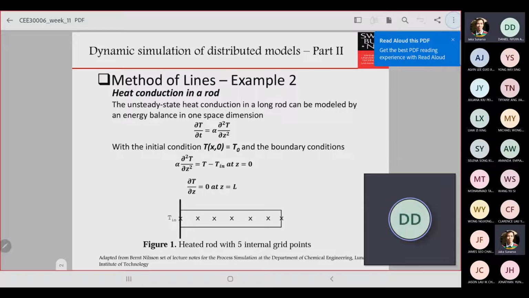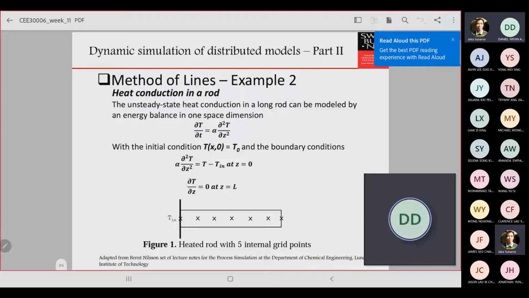So imagine we have unsteady state heat conduction in a long rod, as given in this figure 1. In this figure 1, we have this form: del T over del t, the derivative of the temperature with respect to time, is equal to the thermal diffusivity. The thermal diffusivity here incorporates the thermal conductivity and also the heat capacity, I think, if not wrong. Then it is multiplied by the second order derivative with respect to z.